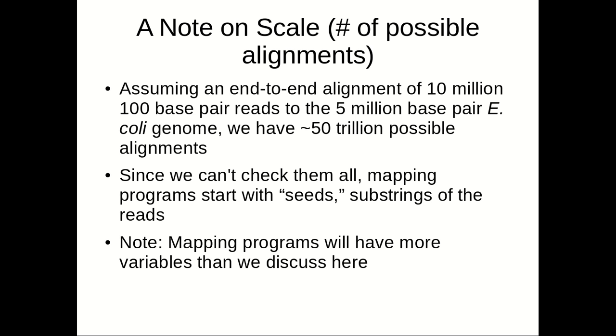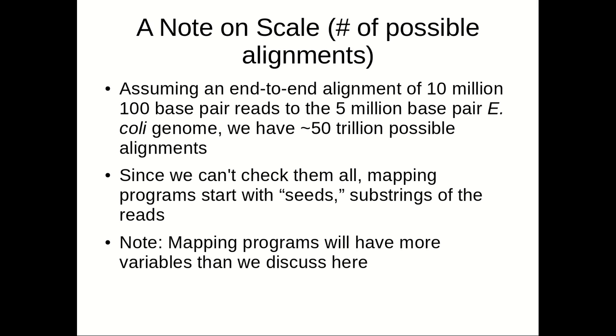And I just want to point out an issue here, which is that we can blow up the number of possible alignments very quickly. If we just have 10 million 100 base pair reads, and we're mapping end-to-end to the 5 million base pair E. coli genome, we very quickly blow up. And this really isn't a very high number of reads. Each read can be mapped to the first base pair of the genome and 99 base pairs downstream of that, or to the second base pair and 99 downstream of that.